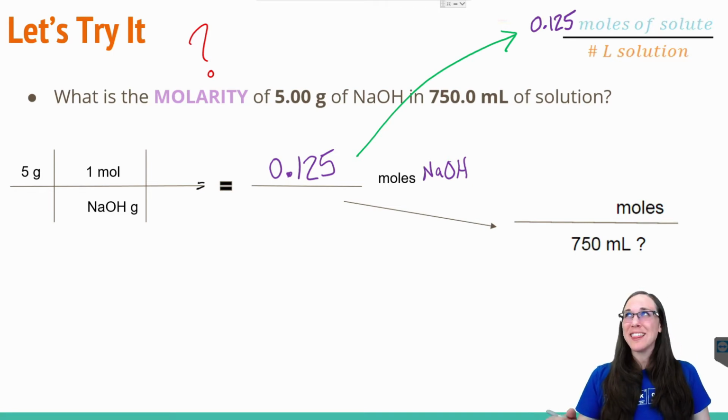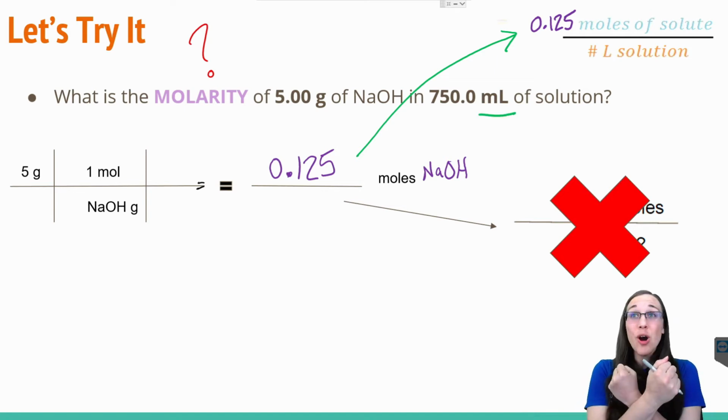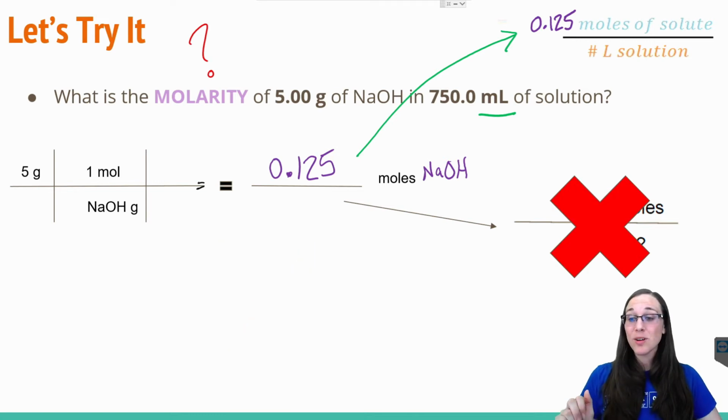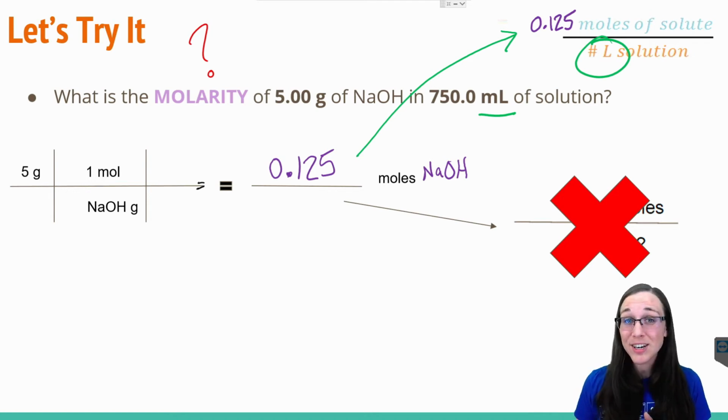So now to get the actual value, can't we just take our 750 mils and put it down here? No, of course not, because that's in units of milliliters. That's a big no-no, big red X. We're trying to get units of liters in order to plug this into our ratio, our moles per liter. So we need to take our 750 milliliters and convert that to liters first.